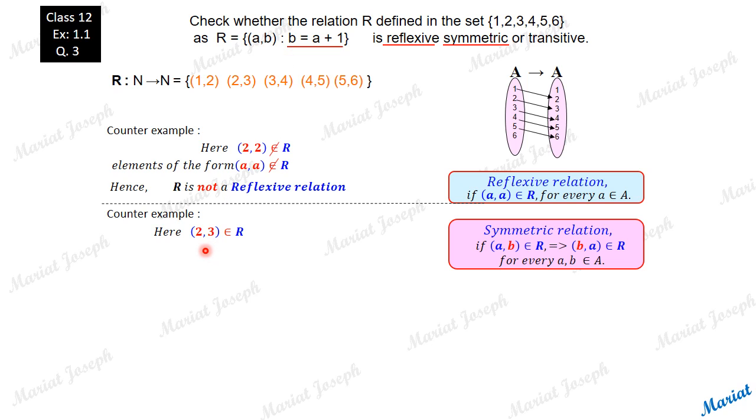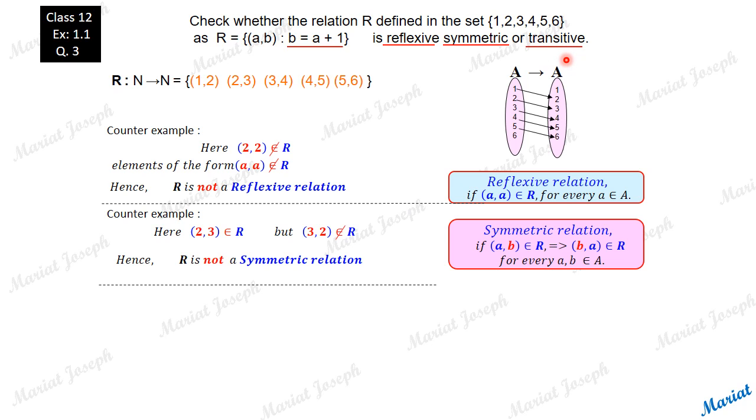So (2, 3) belongs to R, but (3, 2) does not belong to R. This numerical example acts as a counter example, an example which goes against the definition. So we say this relation is not a symmetric relation.